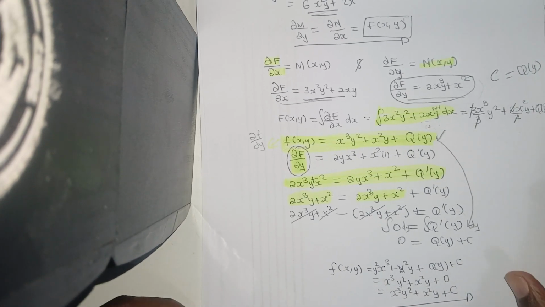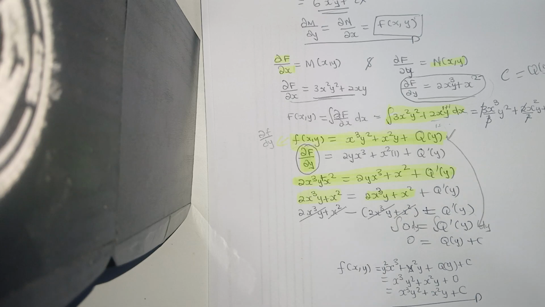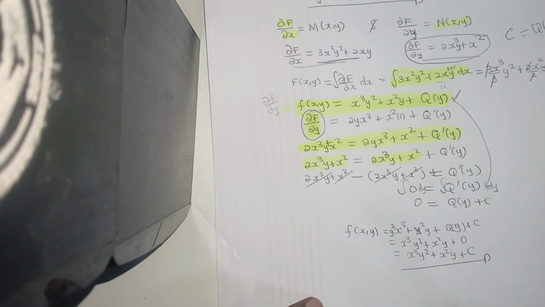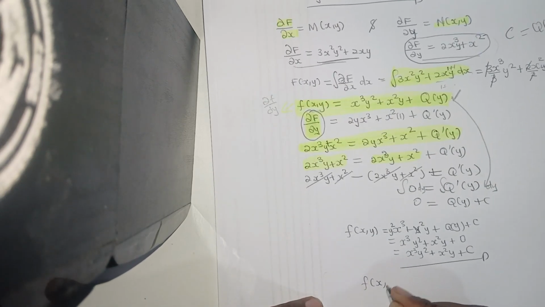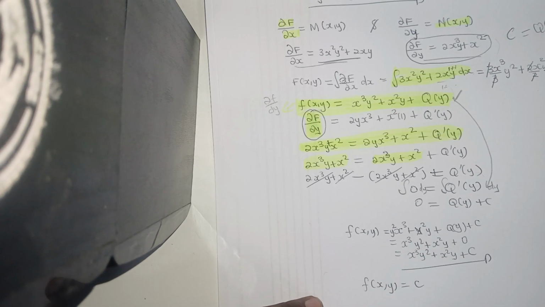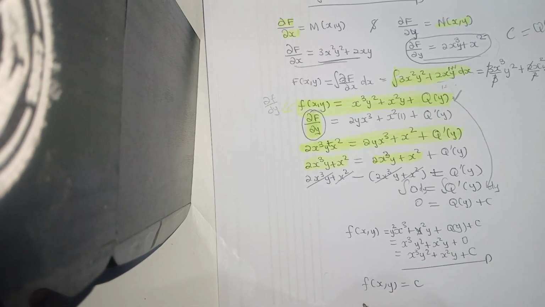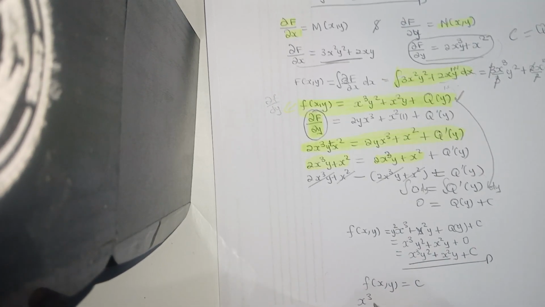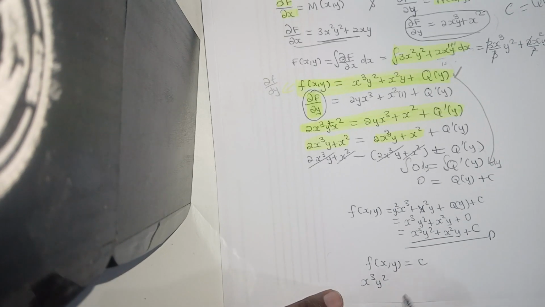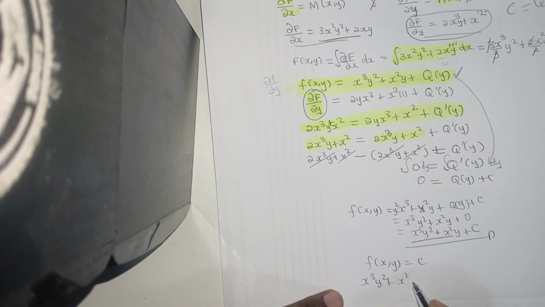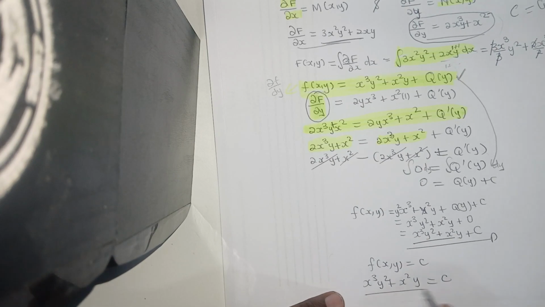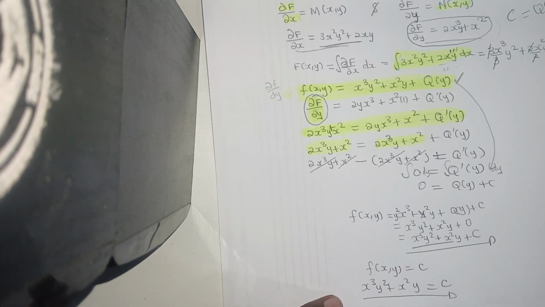So they can also ask you to write down the implicit solution of the differential equation in the form of f of x y is equal to c. Right? So you just have to say f of x y is this again. It's just x cubed y squared plus x squared y is equal to c. That is the only correct answer.